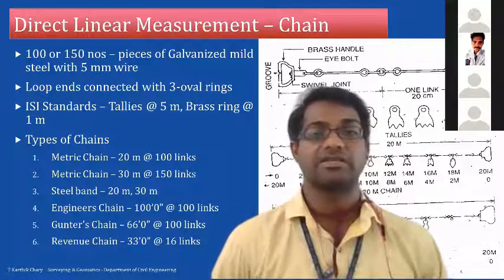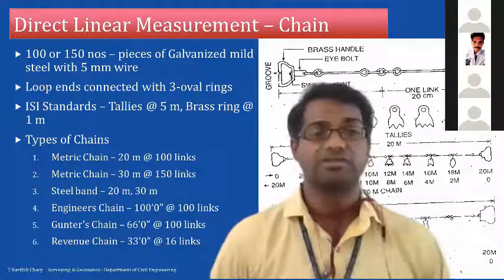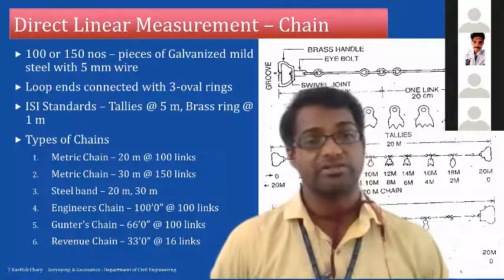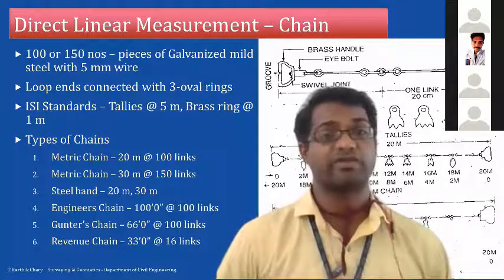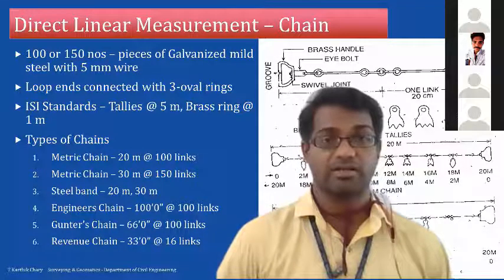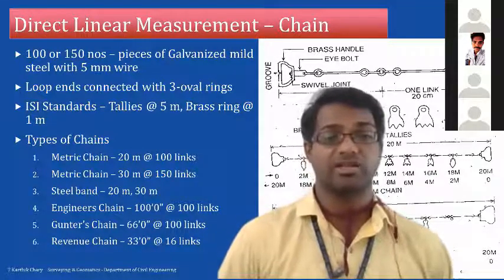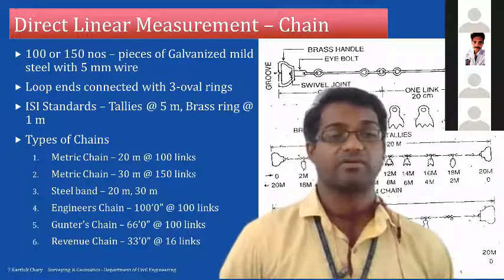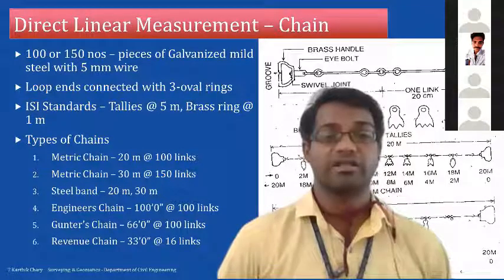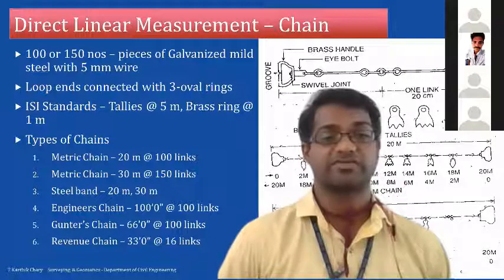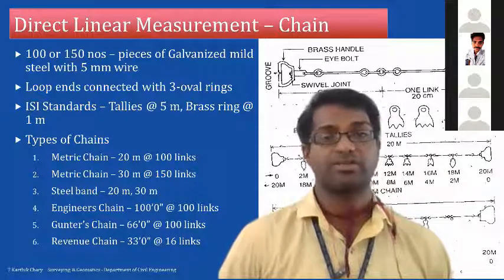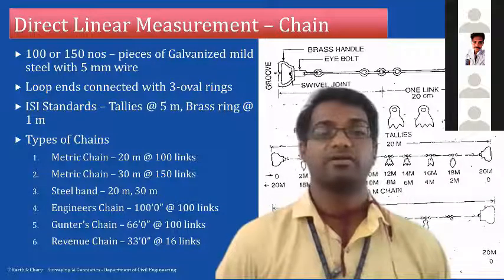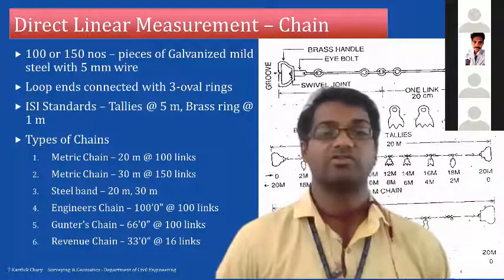And we have the next, the engineer's chain. The engineer's chain is of 100 feet length, and you will have 100 links for it. So each link is 1 foot. You can imagine how difficult it is to handle. And then you have the Gunter chain. The Gunter chain has 100 links, and it is 66 feet. So each link is 0.66 feet, or 0.67 feet. Then you have the revenue chain. The revenue chain is 33 feet in length and has 16 links.